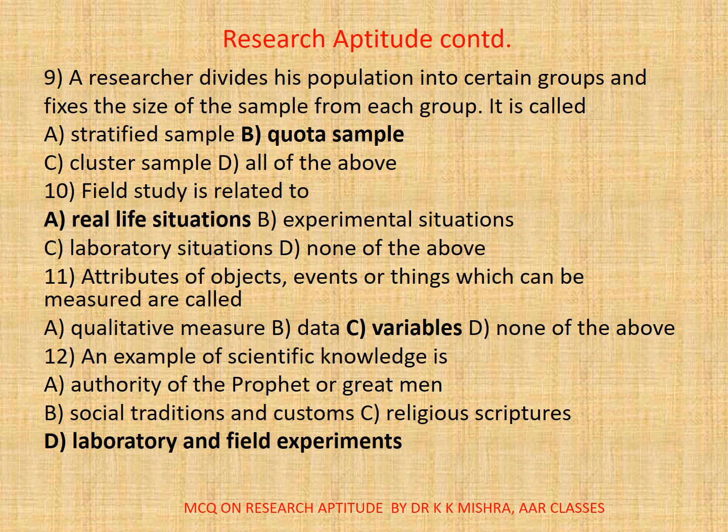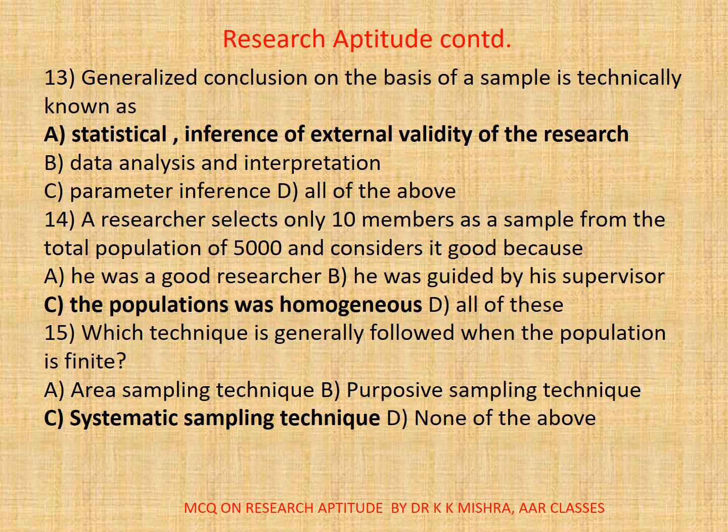11. Attributes of objects, events, or things which can be measured are called A. Qualitative measure, B. Data, C. Variables, D. None. The correct option is C. Variables. 12. An example of scientific knowledge is A. Authority of the prophet or great men, B. Social traditions and customs, C. Religious scriptures, D. Laboratory and field experiments. Correct option is D. Laboratory and field experiments.